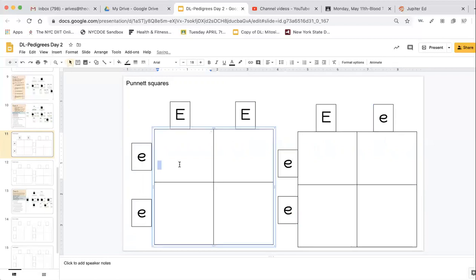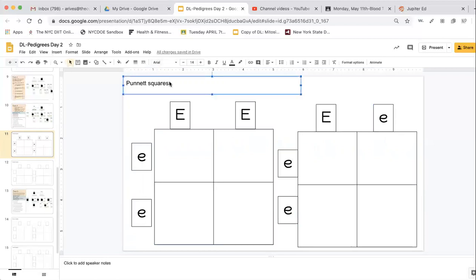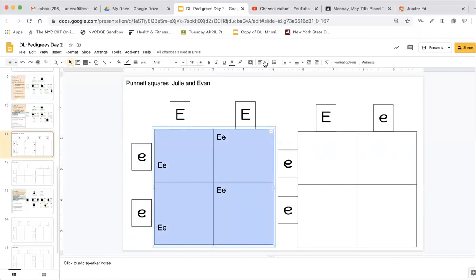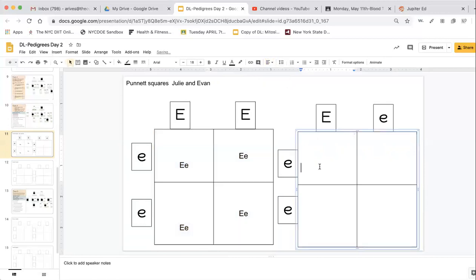Now, I'm going to go quickly through this. This is Julie and Evan. All right, up and over, remember? Up, over. Whoops, typo here. Up, over. Up, over. Okay, look at all these. Now, very quickly, when I look at these, I should ask: can they have offspring with dry earwax with that lowercase e? And the answer is no. So this is definitely not Julie's genotype.